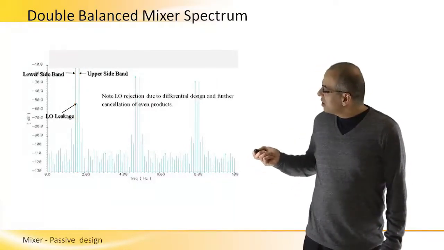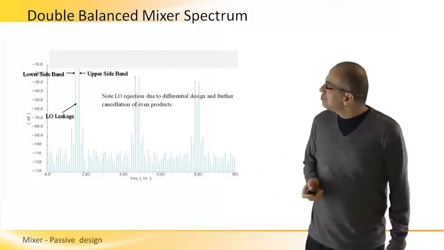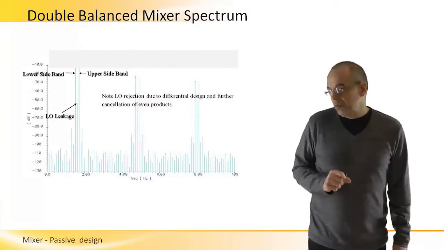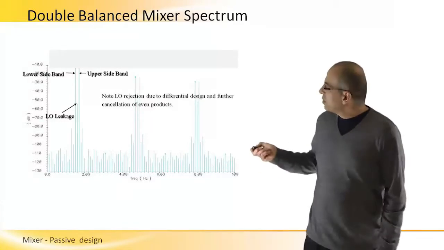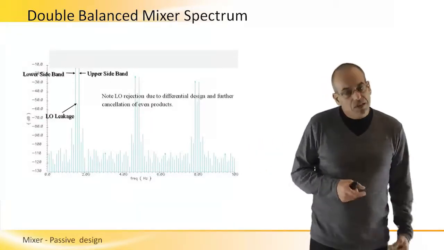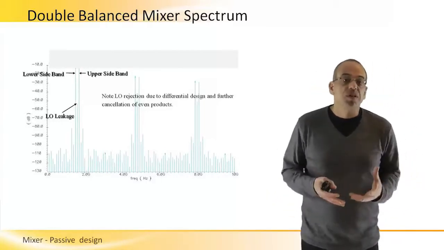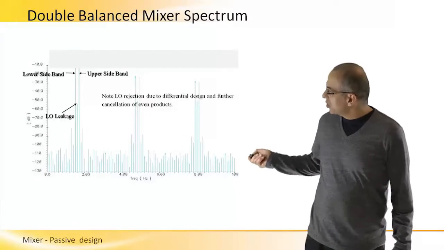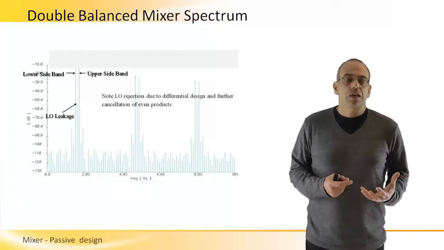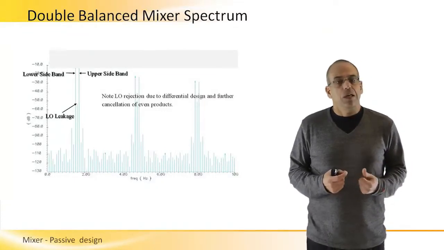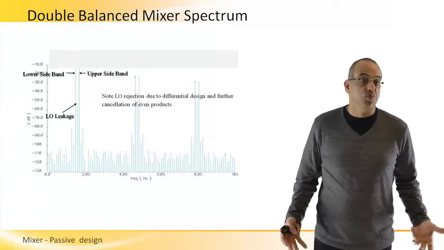So in reality, because we have some non-ideal layout and some differences between devices, they're not fully matched, maybe we will not get this improvement, but as I said before, we will definitely get to 30 to 40 dB improvement on LO leakage. And this picture very much explains the qualitative improvements we get from the double balanced topology.